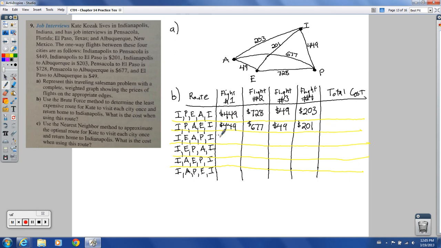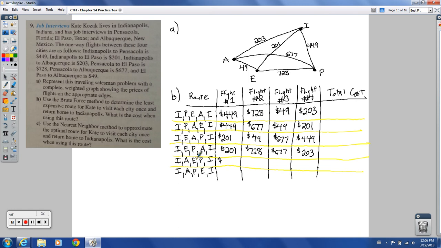Indianapolis to El Paso, 201, to Albuquerque from there, 49, Pensacola from there, 677, and finally back to Indianapolis for 449. So that one seemed to use the same values. Looks like it's just the opposite order of what I did there. Yep. Okay, so Indianapolis to El Paso, 201, Pensacola, 728, to Albuquerque, 677, and back to Indianapolis, Albuquerque, 203. Okay, and let's see what we got here.